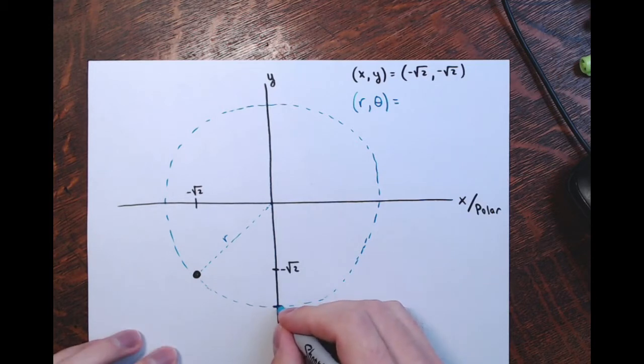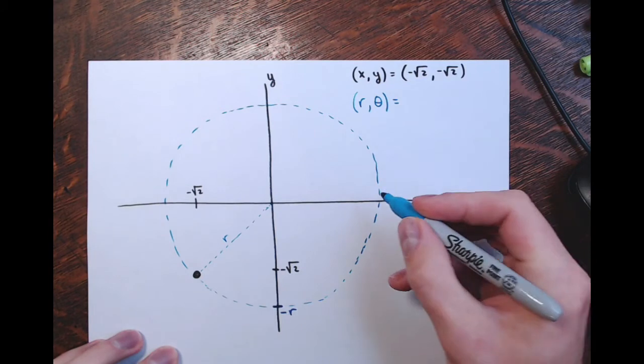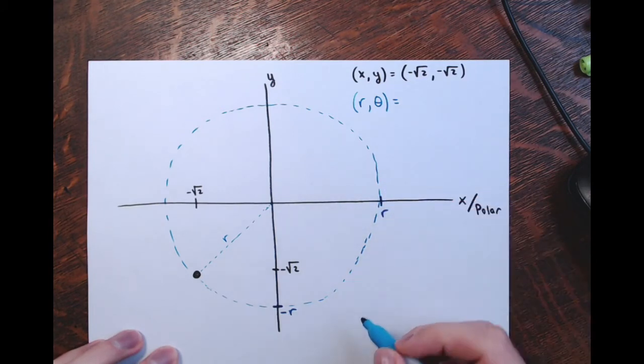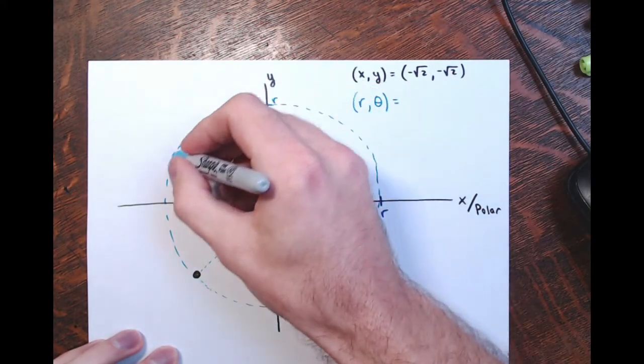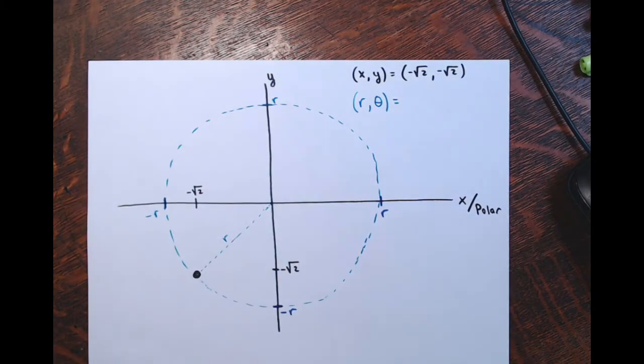Down here, this will be the value of the opposite of r on the vertical axis. Over here is just the value of r on the polar axis. And here's the value of r on the vertical. And here's the value of the opposite of r, negative r, on the horizontal, on the polar axis. And then the angle that we'd be looking for.